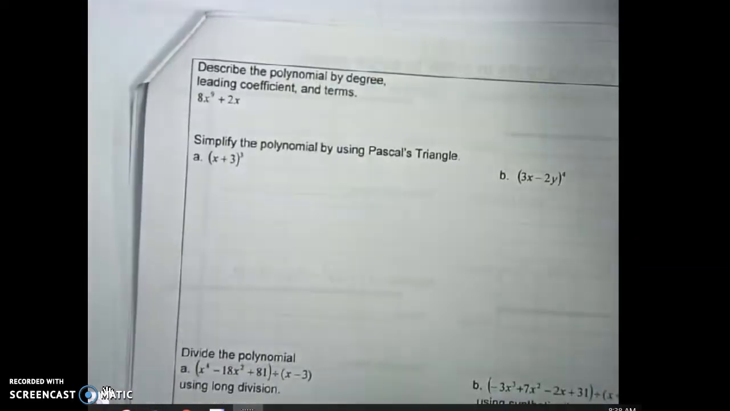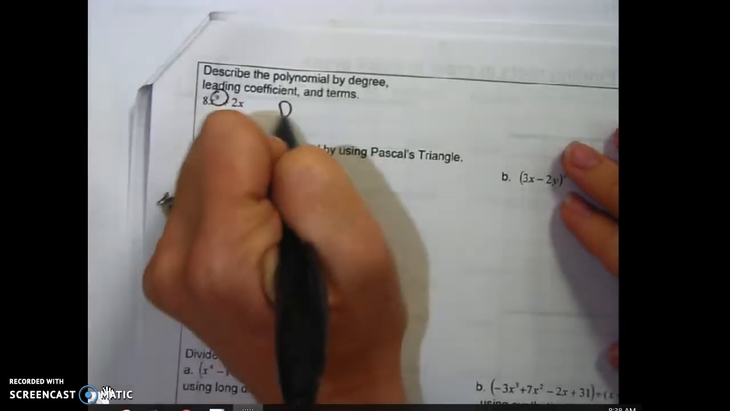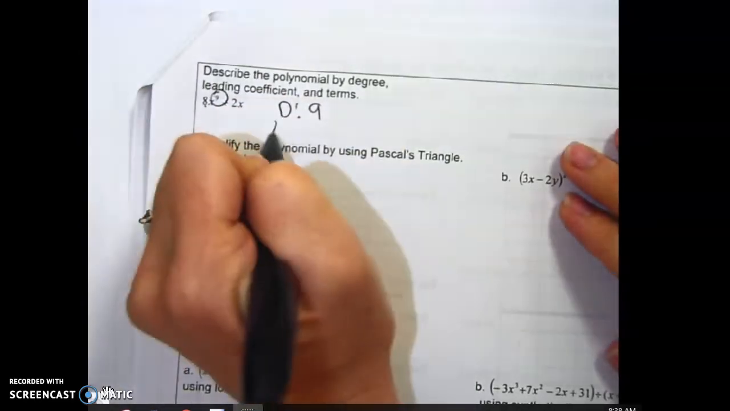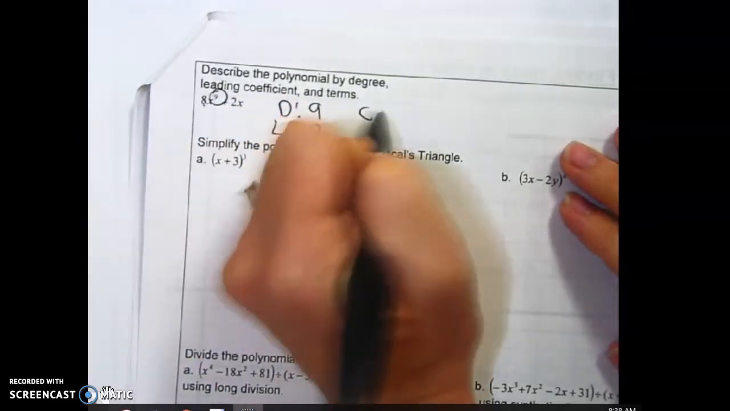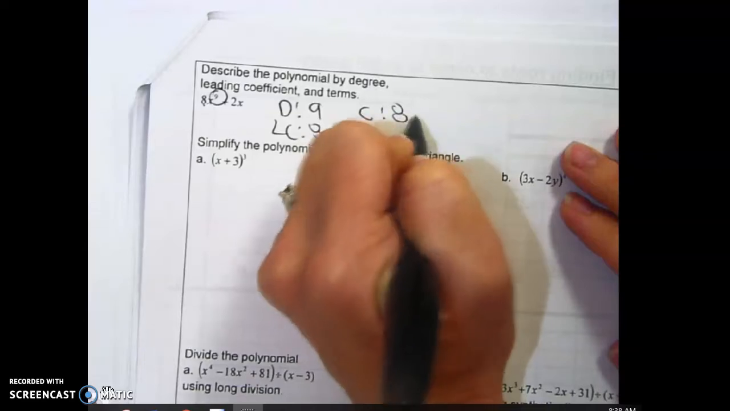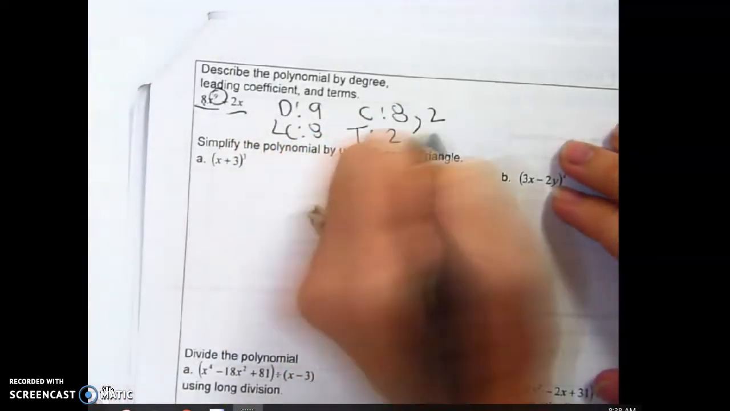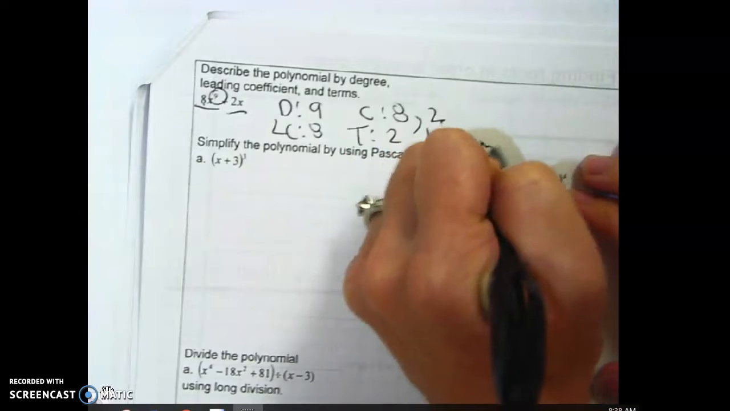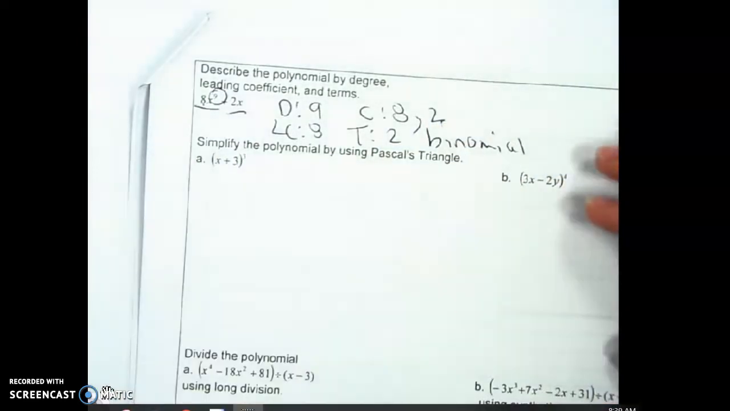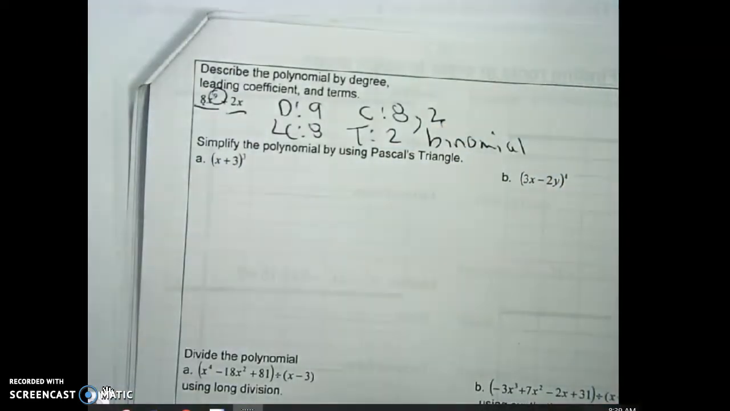It said describe it by degree. So degree is 9. The leading coefficient is 8. The coefficients are 8 and 2. There's 2 groups, so it is a binomial. And I have not taught you anything to the 9th power, so you can't name it.